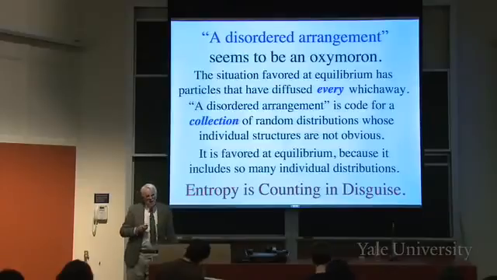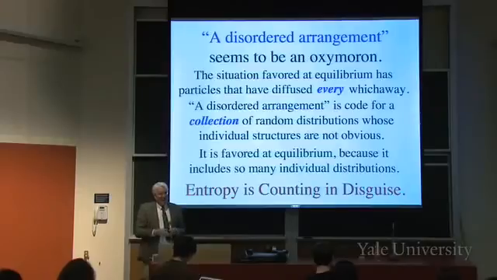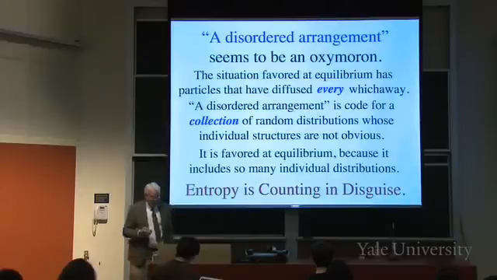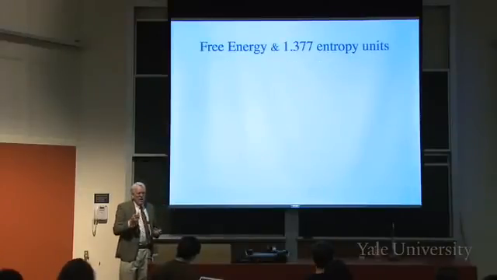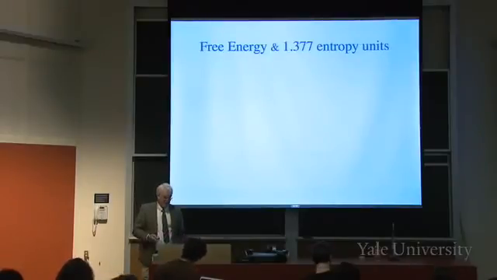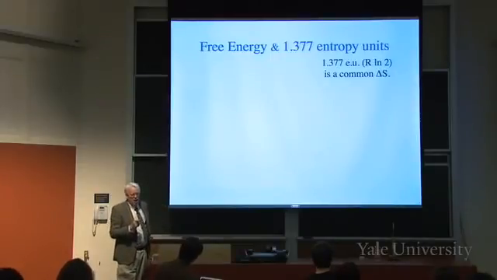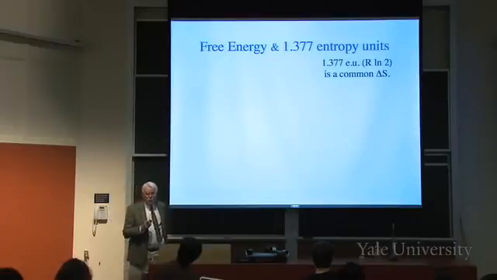So entropy is actually counting in disguise. You count all these different arrangements or all the different quantum levels, and the more you have under a certain name, the higher the entropy associated with that name is. So for example, a very common value of the entropy difference between two things is 1.377 entropy units. That seems a weird number, right? Now 1.377 happens to be R times the natural log of 2.